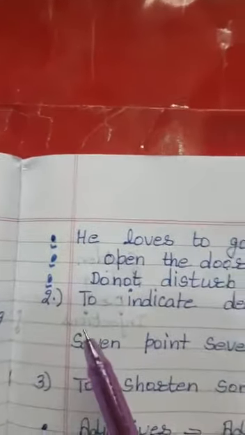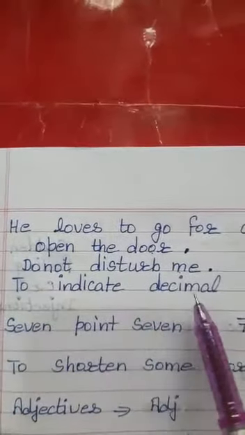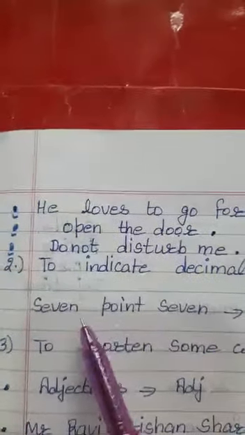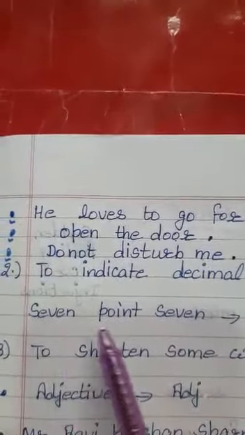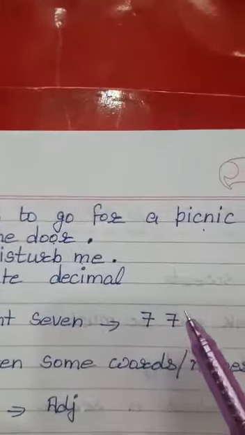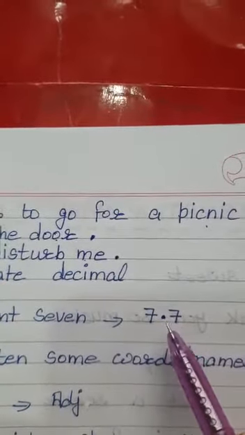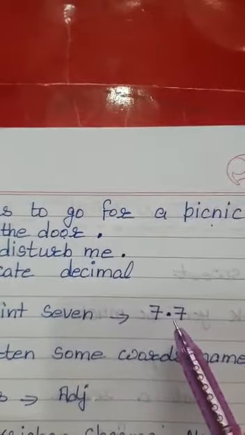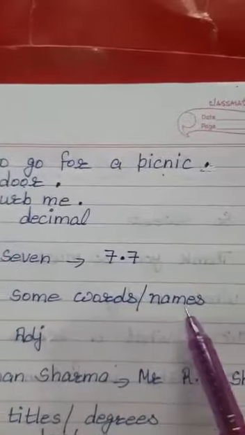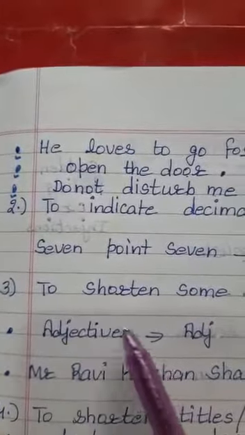Our next use of full stop is to indicate decimal. A very easy use, to indicate decimal. 7.7. Now I have written these 7.7 in words. In order to convert it into digits, what do we do? We will put a full stop in between. 7.7, full stop in between the digits.